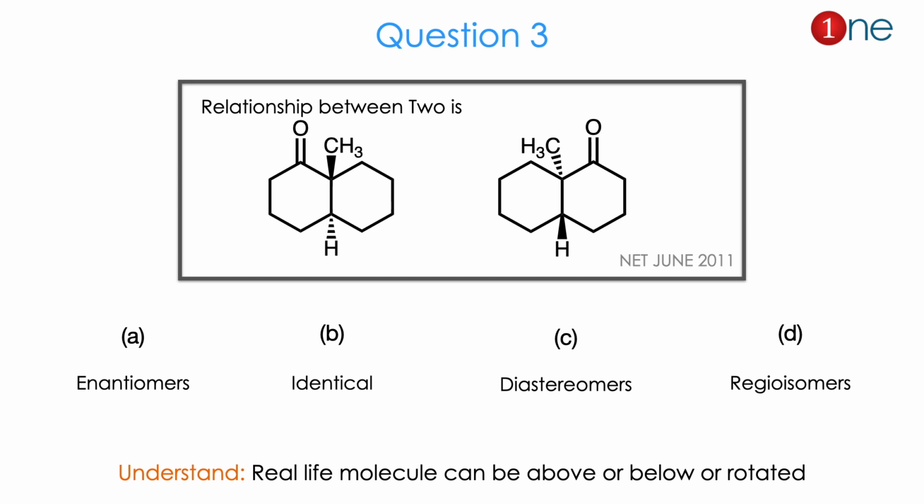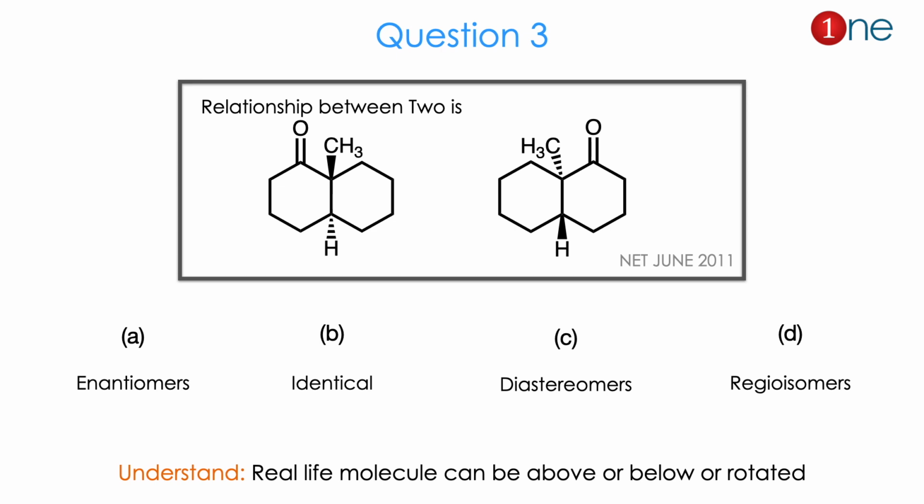Then question number 3. They give two compounds: methyl above, hydrogen below, and methyl above, with the ketone position also switched. The question is whether they are enantiomers, or both are the same, or diastereomers, or regioisomers. So the question is really about your understanding of 3D structure.